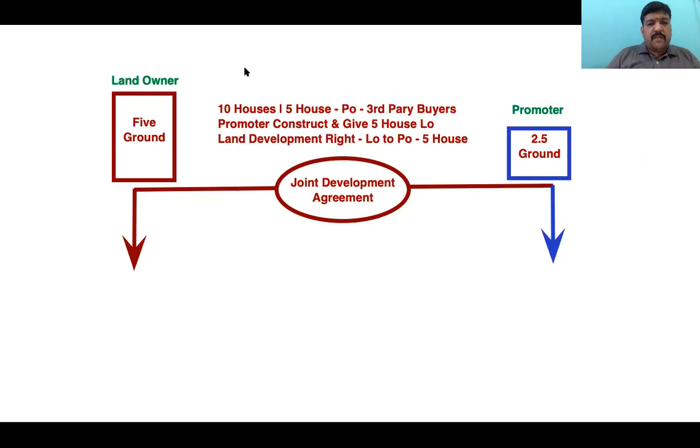Now, coming back here. In fact, for better clarity, we will number the houses. 1 to 5 is the landowner portion of houses.